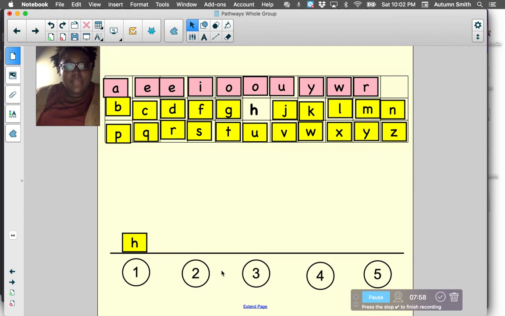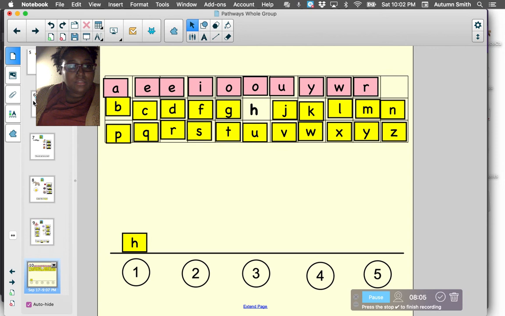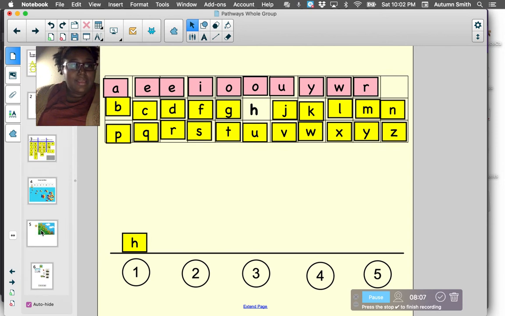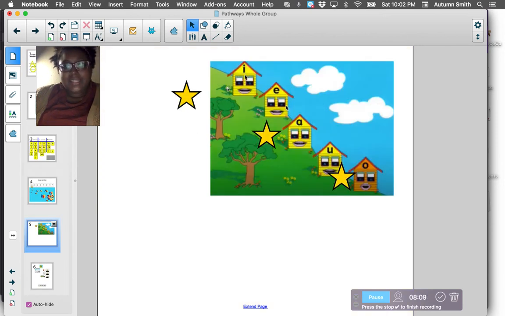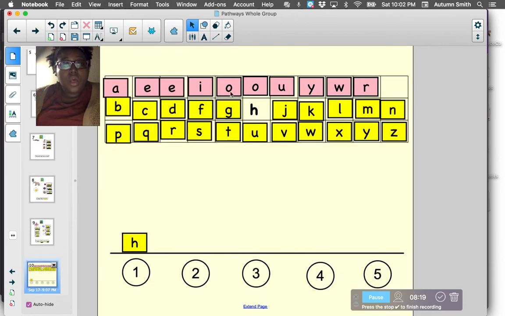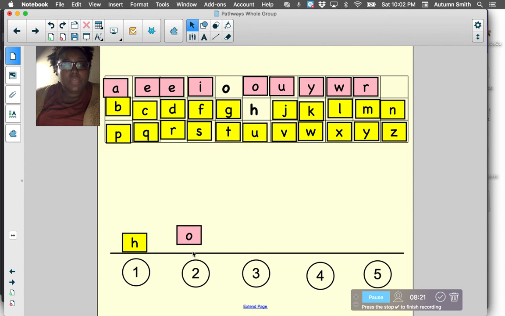What's the next sound that you hear in the word hot? Ah. Let's go back to Vowel Hill and find the letter that says ah. I, e, a, o. The sound ah is spelled with the letter O. Let's grab one of these pink O's. Write the letter O.